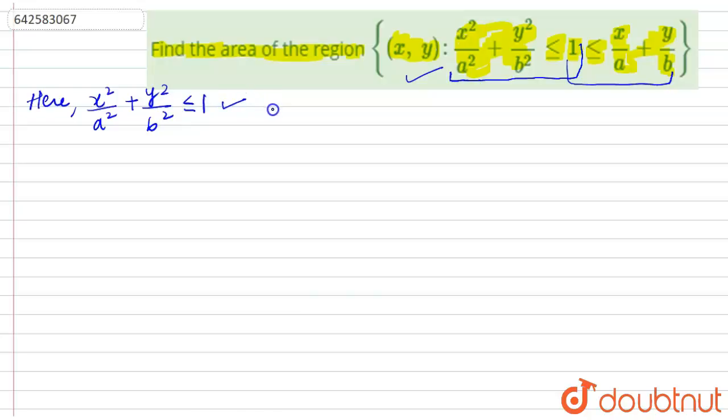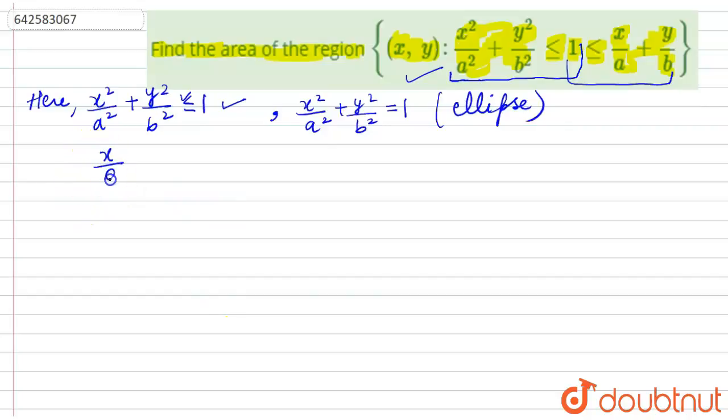So students, if you see this carefully, this is nothing but x square upon a square plus y square upon b square. If you compare this with this equation, not considering the less than sign at the moment, this is a curve called an ellipse. The next thing given in the question is x upon a plus y upon b is greater than or equal to 1. We can draw the line and then see how it is represented by the greater than or equal to sign.